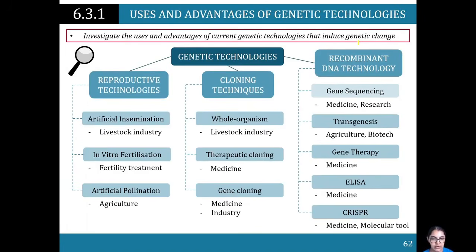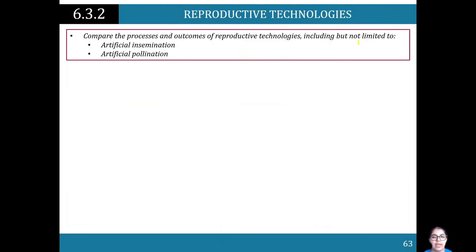Now, the key here is that some of them are listed specifically in the syllabus, but I'm going to talk you through them, and I just want you to know what it is, how it works, and know examples for it. And even if you want to draw down this little table, I think it's a really good visual of seeing what each one is. What is the reproductive technology, what are the cloning techniques, and what are the recombinant DNA technologies that we're looking at. So let's begin by looking at artificial insemination and pollination. We've already talked about this in module 5.